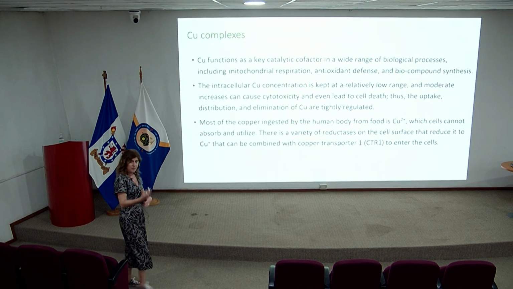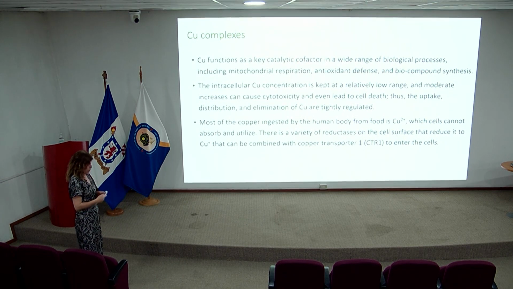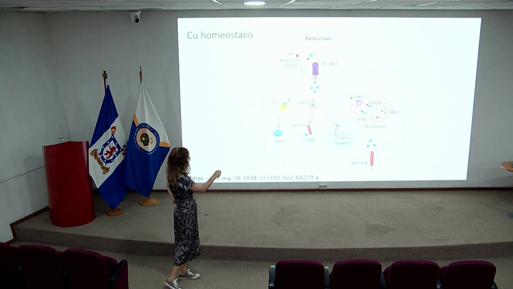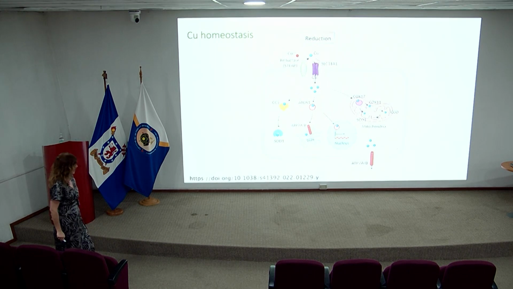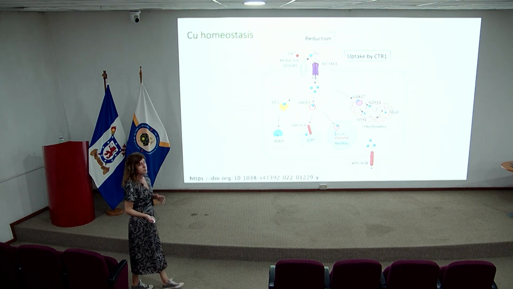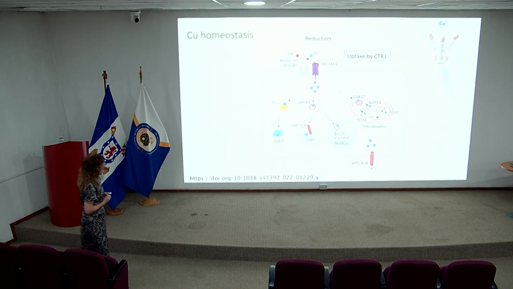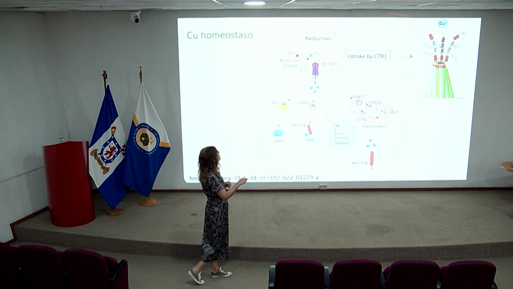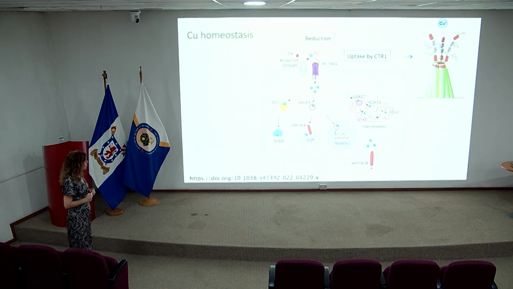Typically it ranges as copper 2, but cells cannot uptake it, absorb it. So I'll show you what happens in the homeostasis of copper. The first thing is the reduction of copper 2 by reductases to copper 1, which is then transported inside the cell, uptaken by this copper transporter. It's not specific for copper, it transports iron or any other divalent metal. And you have here a representation of the structure of this transporter with copper 1 bound to the cysteine, to the sulfur groups of methionine.